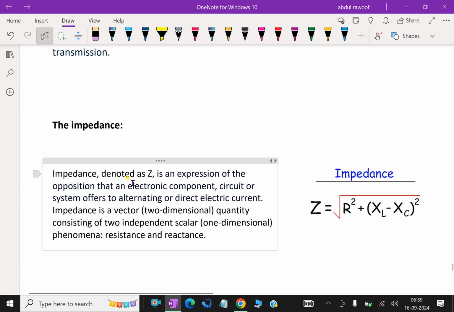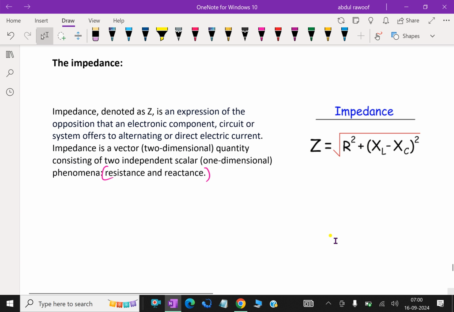Next one, what is impedance? The impedance, denoted by Z, is an expression of the opposition that an electronic component, circuit or system offers to alternating or direct current. Impedance is a vector, that is a two-dimensional quantity consisting of two scalar one-dimensional phenomena, resistance and reactance. These two phenomena, resistance and reactance, make up the impedance.